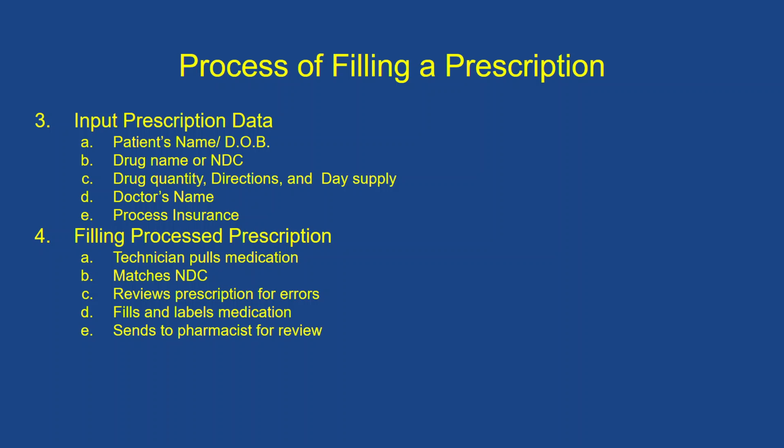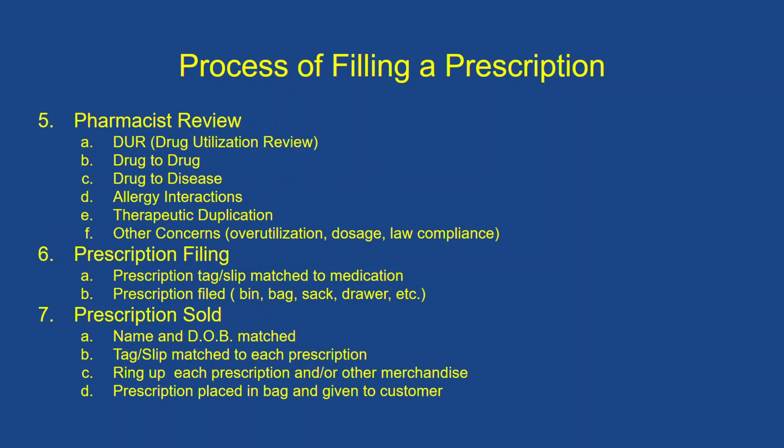The filling is done by a technician. The input is done by a clerk or a technician. So in the filling process, the technician matches the NDC. After they pull the medication, they review the prescription for errors, they fill and label the medication, and then send it to the pharmacist for review.